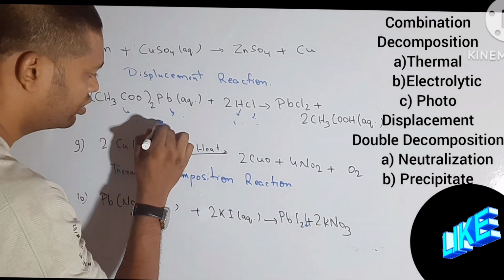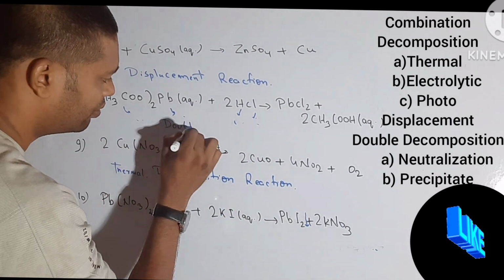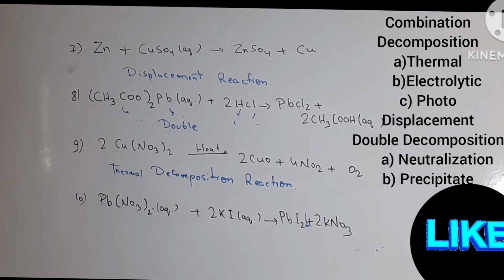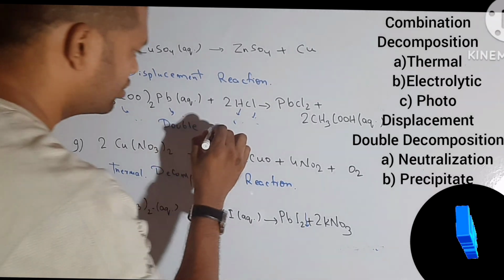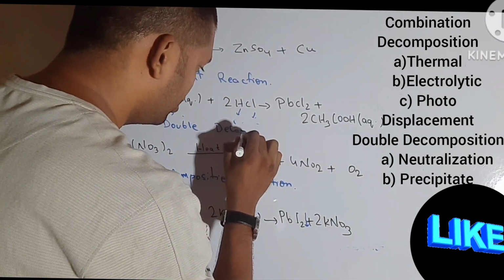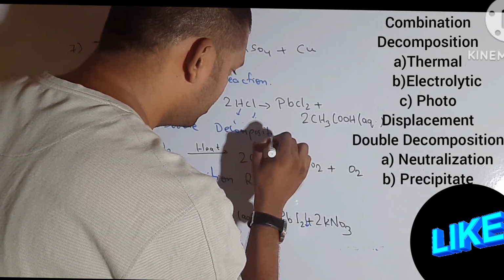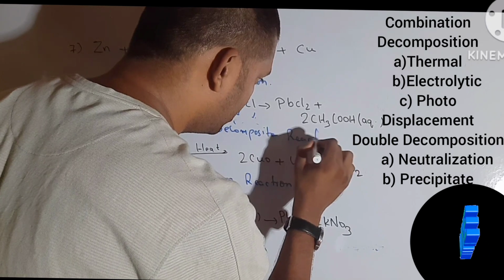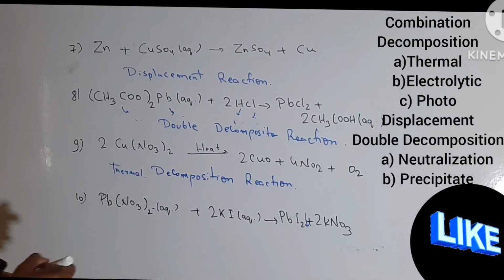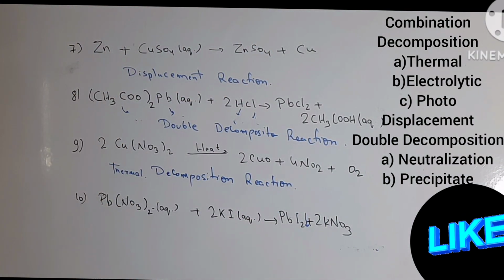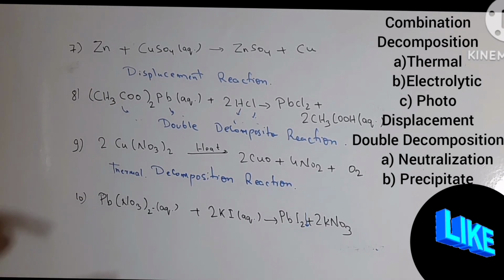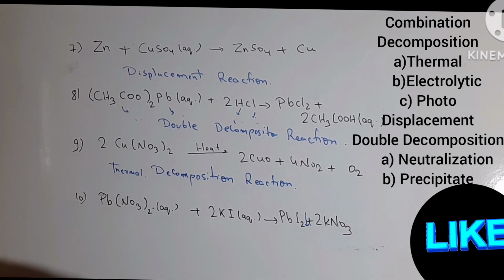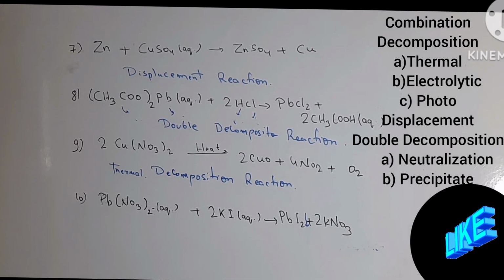Let us write. So it's a double decomposition reaction. Now, in that we have two types: precipitation and neutralization. Somewhere I am saying double decomposition, somewhere I am saying double displacement. Both are the same. Don't get confused, it is just a different order.